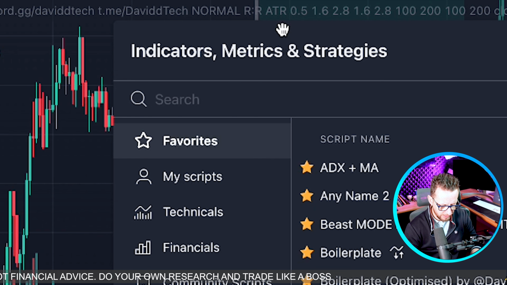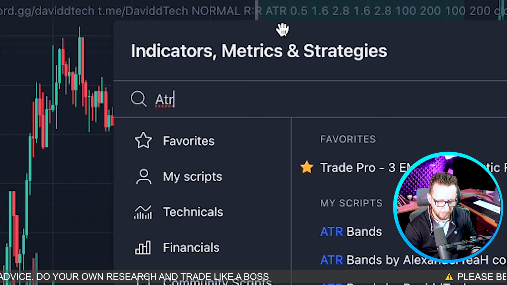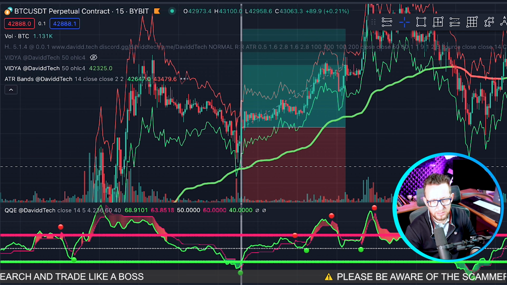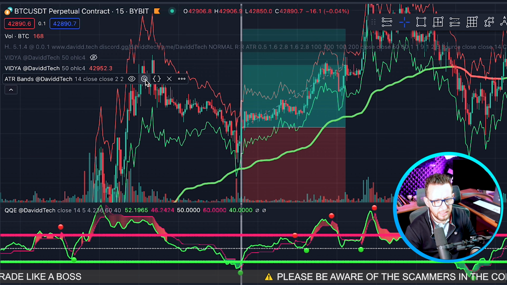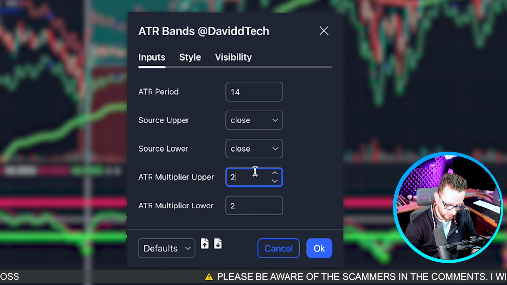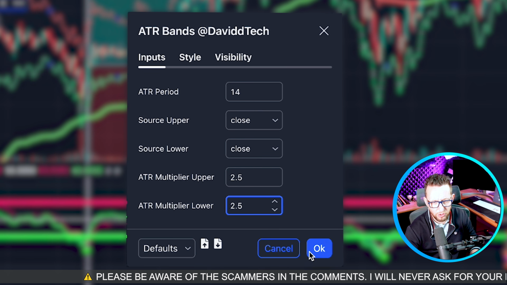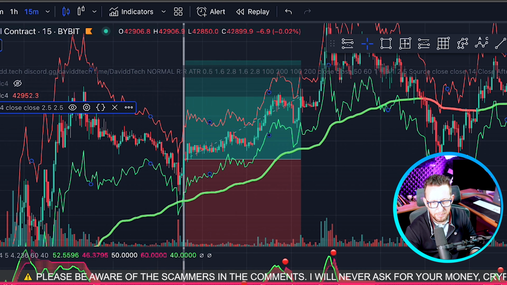Right, okay, so we're going to now be adding the ATR bands by David Tech here, this one here. This is going to give us our take profit and stop loss. I'm going to set our take profit and stop loss to 2.5 on crypto. I've found that seems to be a good compromise for getting the best stop loss.